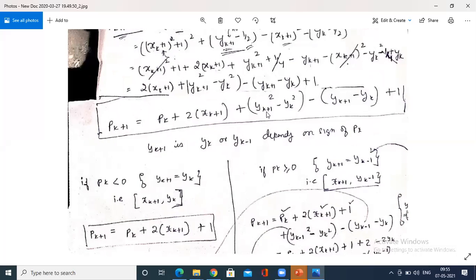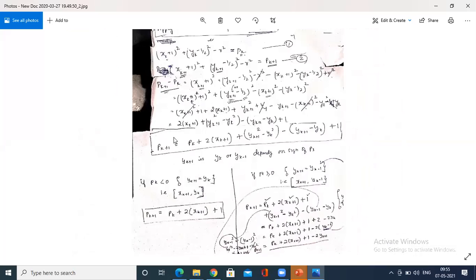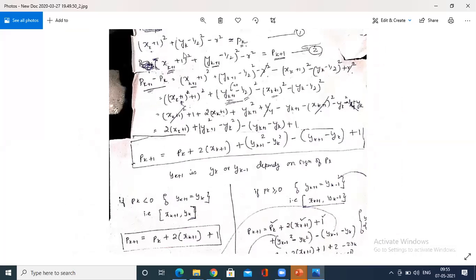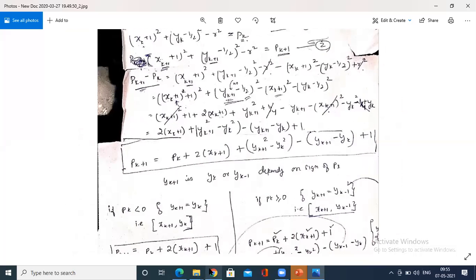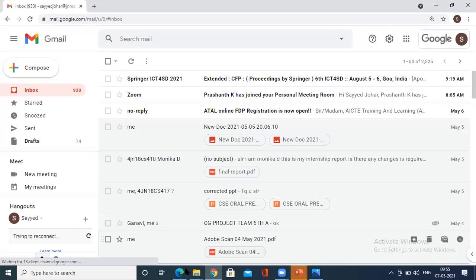You can track through a few of the derivations, how I have derived pk plus 1 from this midpoint, by using the circle drawing algorithm. So this is quite important, all of you. So coming to the concept of the algorithm, let me go to the algorithm.